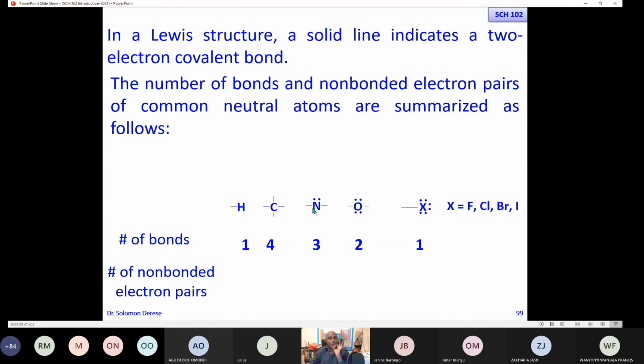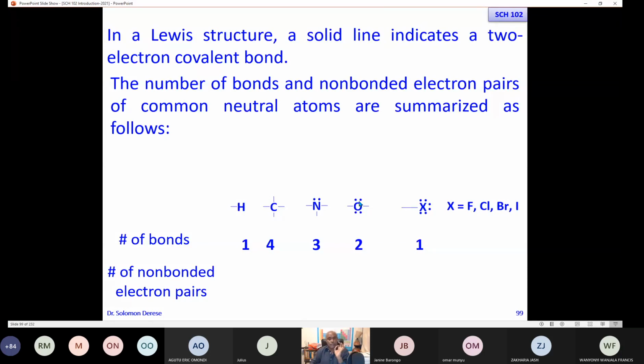So when you are writing the Lewis structure of a nitrogen containing compound, you must show that the nitrogen has formed 3 bonds with other elements. And then on the nitrogen, we have 1 pair of electrons. Then when you look at oxygen, oxygen forms 2 bonds. 2 times 2, 4 electrons. It needs additional 4 electrons. Those additional 4 electrons are lone pair of electrons, which you find on the oxygen.